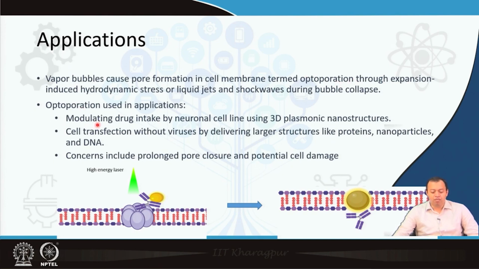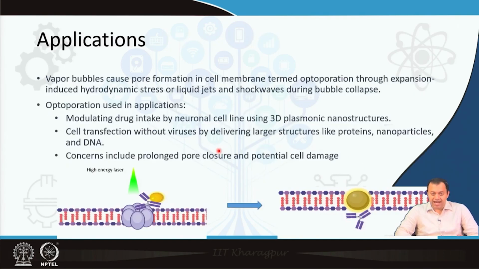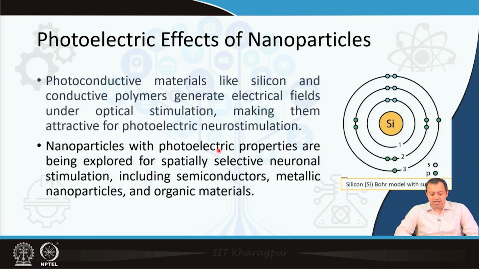Optoporation, modulating drug intake by neuronal cells, with 3D plasmonic nanostructures, allows cell transfections without viruses. Concerns include prolonged pore closure and potential cell damage. This is something that takes place. Photoelectric effect of nanoparticles. So, this was the photomechanical effect, where the heat causes a mechanical steam wave to pass through.